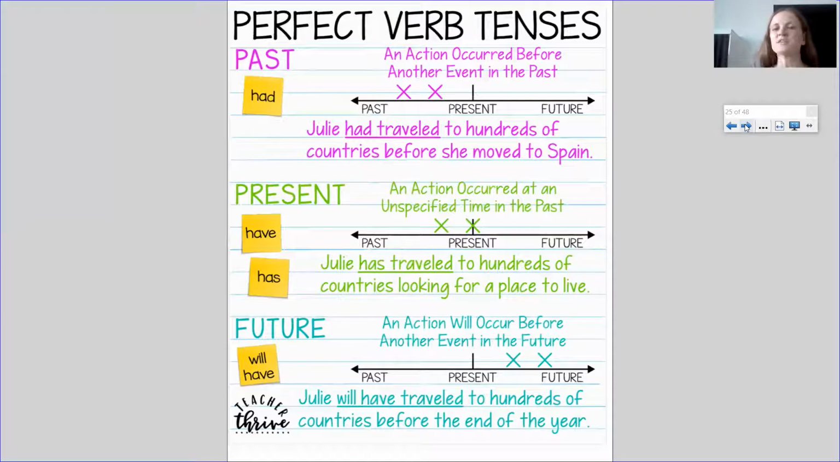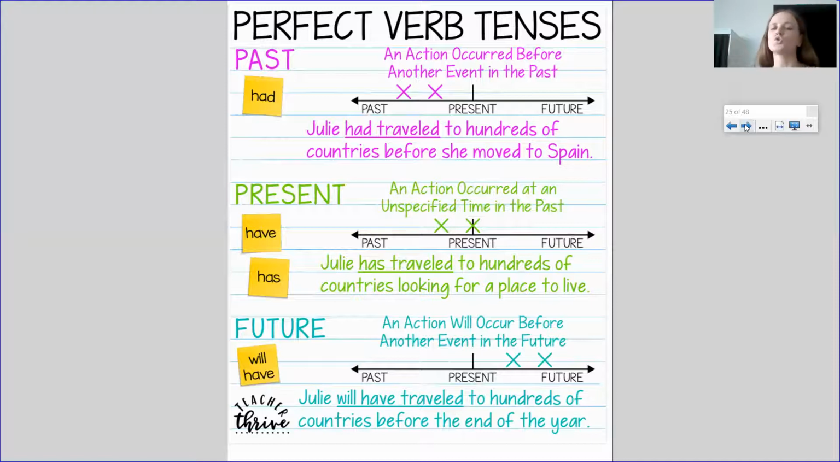Where it becomes a little bit difficult is when we're looking at present perfect verb tenses. And these can apply to your past and your present and your future tense. So in the past, the past perfect verb tense, obviously, is an action that has occurred before. So something that happened before another event that happened in the past.